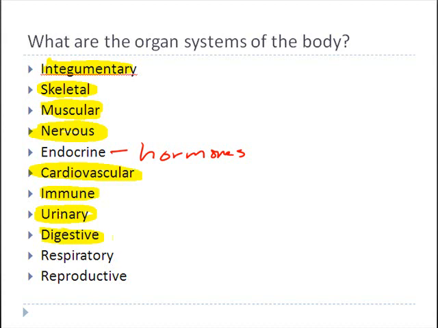The respiratory system assists us in the exchange of oxygen and carbon dioxide in the lungs. It introduces the oxygen into the blood and removes carbon dioxide from the blood and exhales it out of the body. And lastly, the reproductive system allows us to pass our genes on to offspring and future generations.